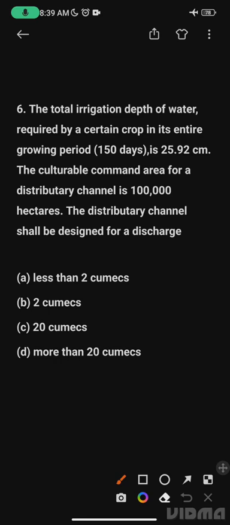6. The total irrigation depth of water required by a certain crop in its entire growing period of 150 days is 25.92 centimeters. The culturable command area for a distributary channel is 1 lakh hectares. The distributary channel shall be designed for a discharge A less than 2 cumec, B 2 cumec, C 20 cumec, D more than 20 cumec. Answer: D, more than 20 cumec.